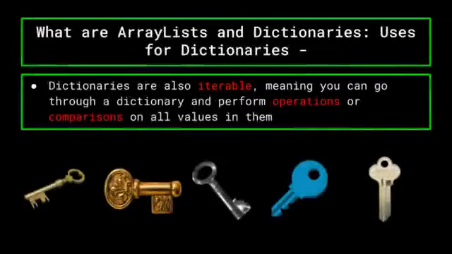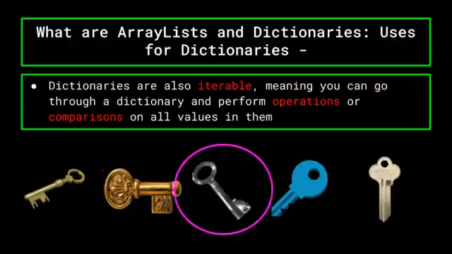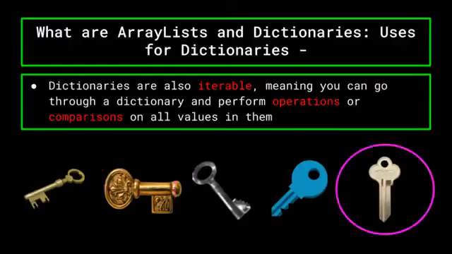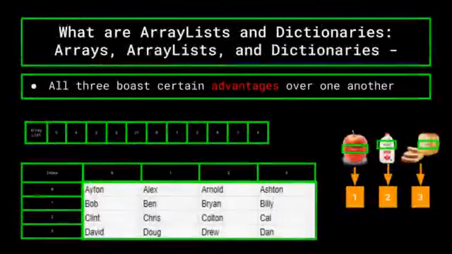You can also manipulate dictionaries in many of the same ways you can manipulate arrays and array lists. You can iterate through a dictionary and perform many operations and comparisons on the values. If you want to find the product with the highest price, for example, you can iterate through the dictionary to find the value that is highest amongst the grocery store items. Arrays, array lists, and dictionaries are useful in their own right, as are the mass amounts of other ways to store data, and each boast certain advantages over one another.